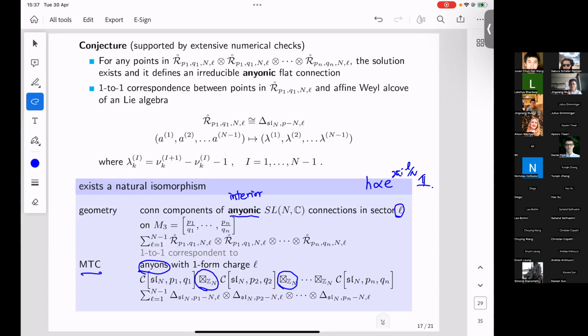May I ask a question? So the graded product is always graded itself. So the MTC will always have a Zn one-form symmetry, right? If you want an MTC without one-form symmetry, the construction doesn't work, or what do you do?